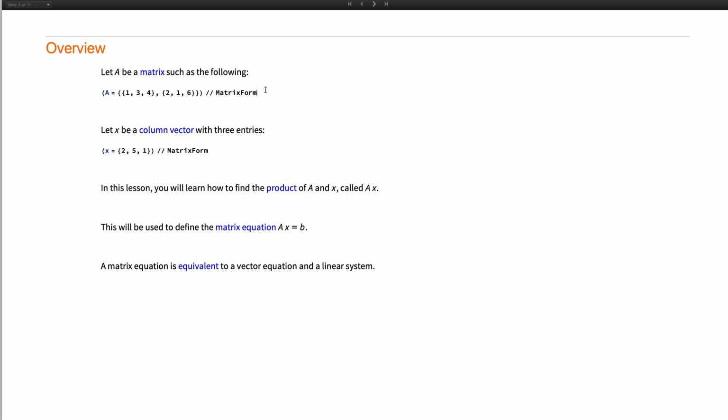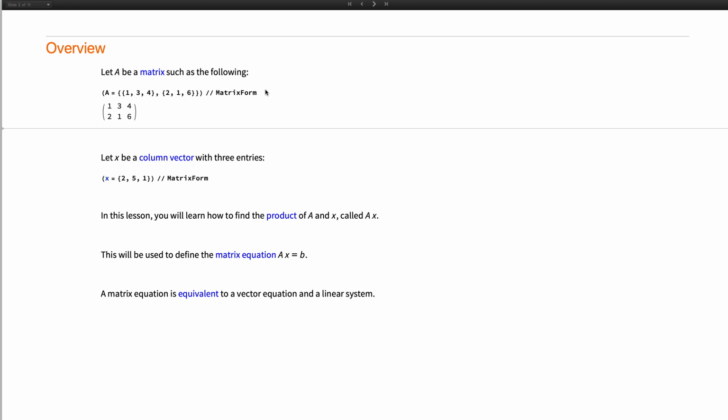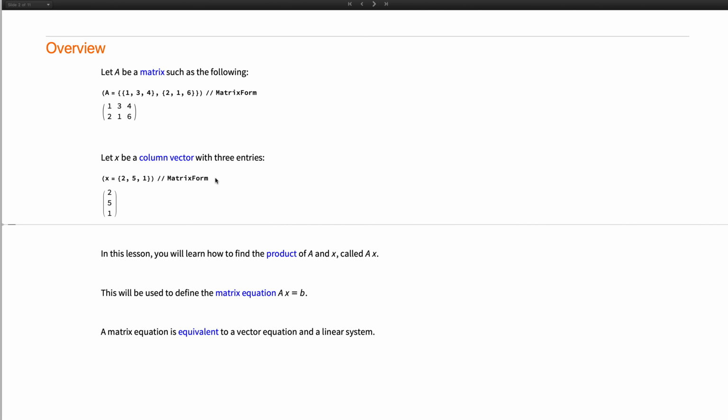So let's say you have a matrix like the one shown over here. It's got 2 rows and 3 columns, and you have a vector x, a column vector, 2, 5, 1. Then in this lesson you learn how to find the product of A and x, and we're just going to call it Ax, although you might want to put a dot in it if you like.